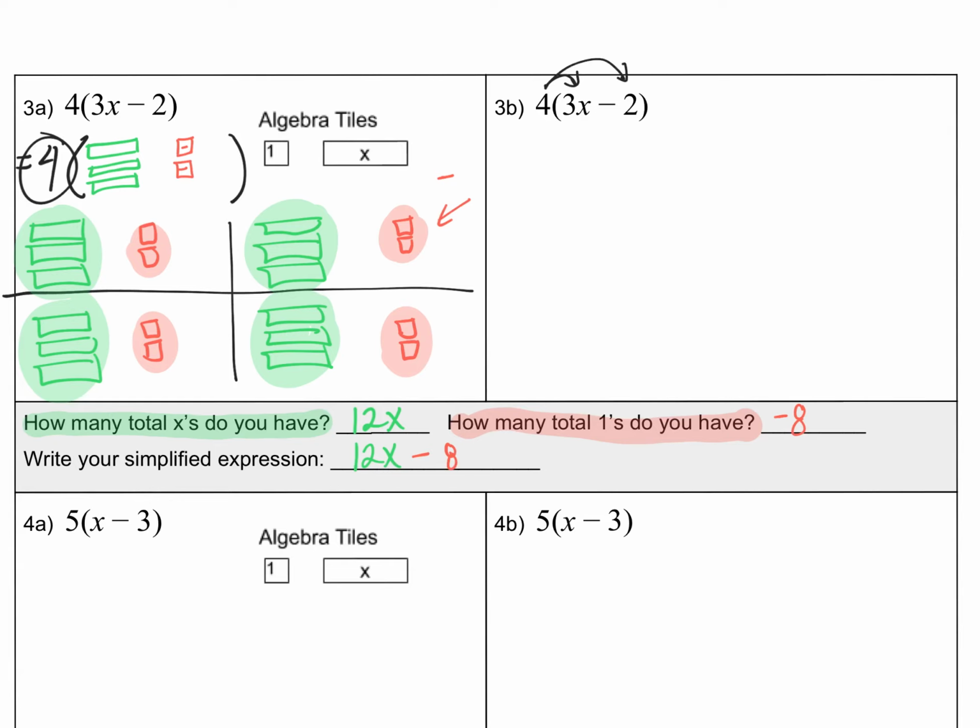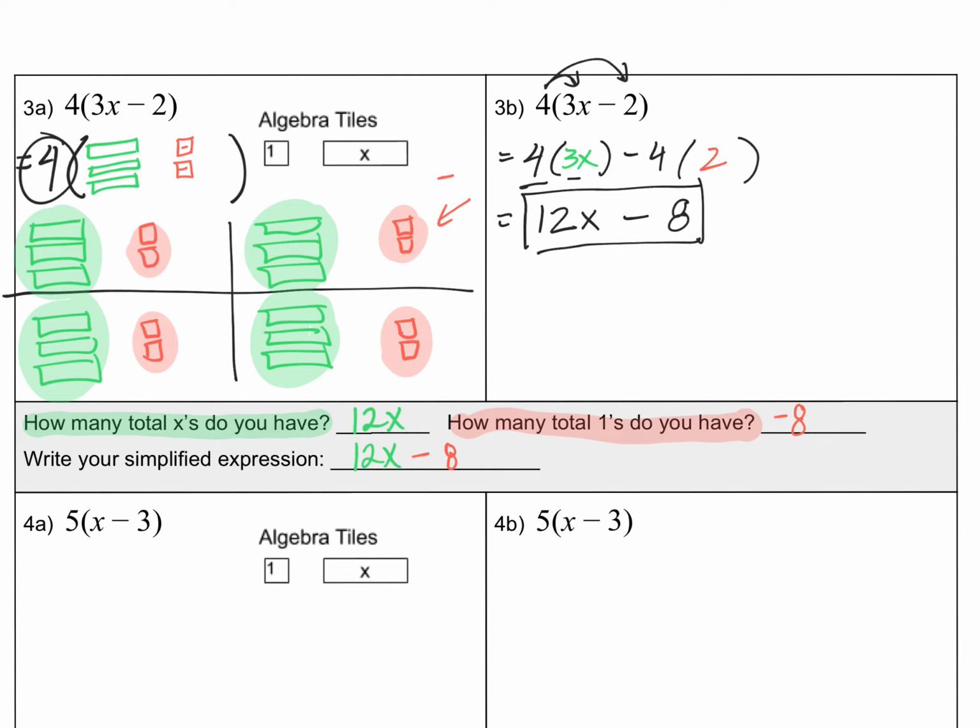Let's see if I get the same thing doing it using algebra. I have 4 times 3x minus 2. So I'm going to rewrite this as 4 times 3x minus 4 times 2. 4 times 3 is 12, so I have 12x. 4 times 2 is 8. So we have 12x minus 8. And we have the same answer doing it algebraically and with algebra tiles.